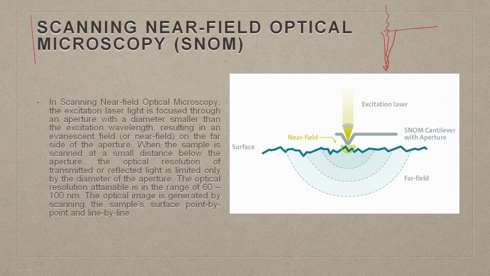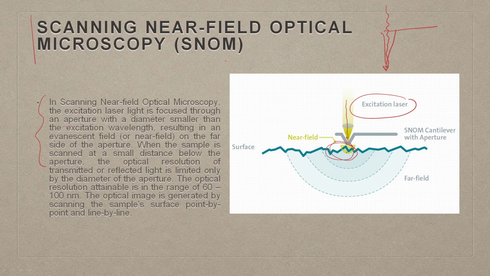What will happen? This is exactly what is being shown here. There is an excitation laser which is coming like this, falling on it, and passing through it. So, there is a near field. In scanning near field optical microscopy, the excitation laser is focused through an aperture with a diameter smaller than the excitation wavelength, resulting in an evanescent field, or a near field, on the far side of the aperture. Here you create a near field.